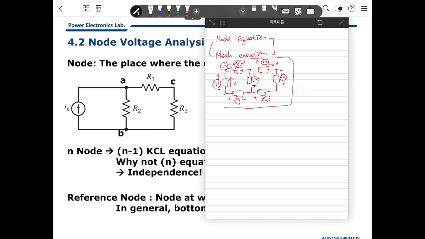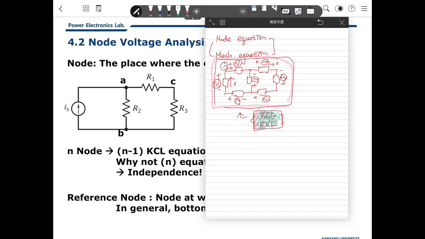So to do that, we can use only two laws, that is KCL and KVL. That's all. There are only two laws that govern this electric circuit. Based on these laws, KCL and KVL, we can solve all kinds of electric circuits. We already covered the two laws, KCL and KVL.